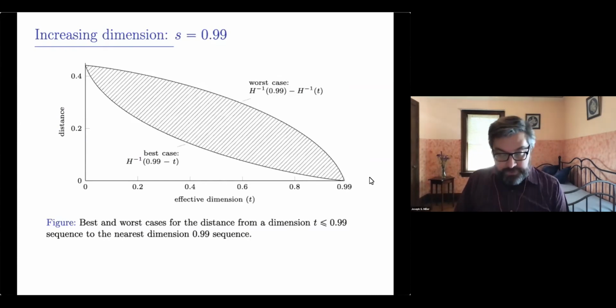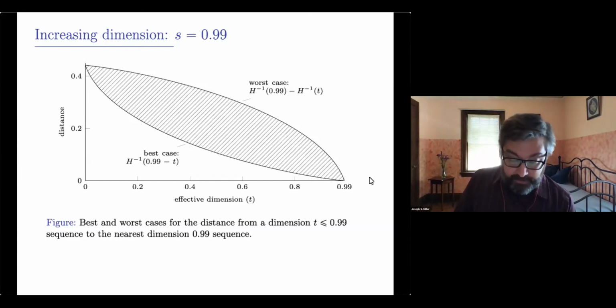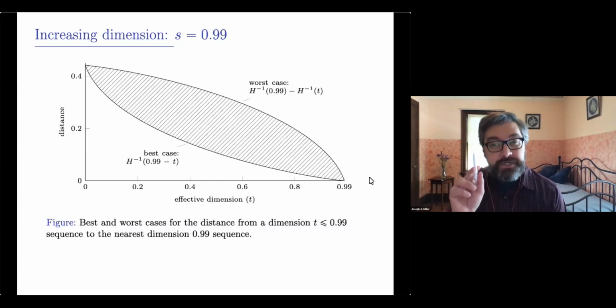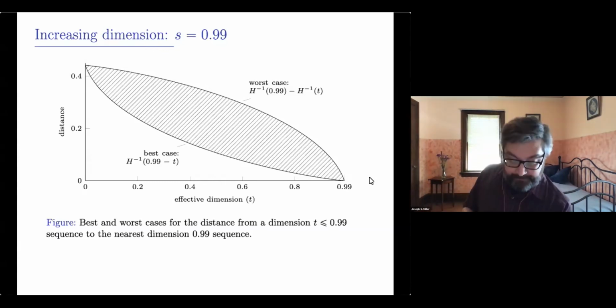Here, I'm showing you the functions h inverse of s minus t and h inverse of s minus h inverse of t, where s is equal to 0.99, which might seem like an odd choice, but I'll say more about that. And you can see that there really is a difference between the best and worst cases, a pretty big difference in this case for such a value of s.